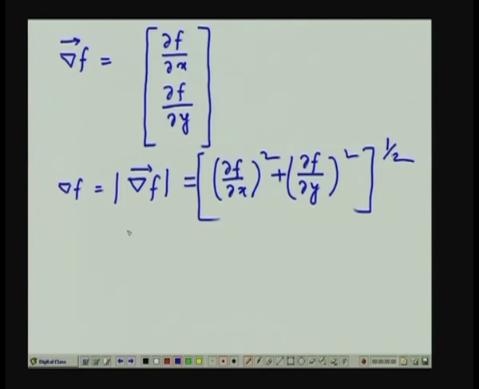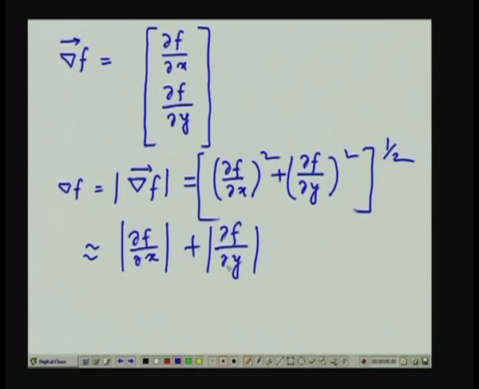But you find that this particular expression leads to some computational difficulty, in the sense that we have to go for squaring and then square root, and getting a square root in the digital domain is not an easy task. So, what we do is we go for an approximation of this, and the approximation is obtained as magnitude of del f del x plus magnitude of del f del y. So, this is what gives us the first order derivative operator on an image.